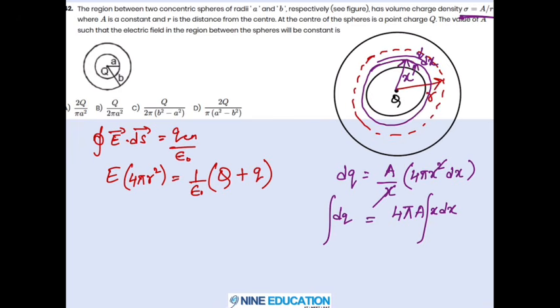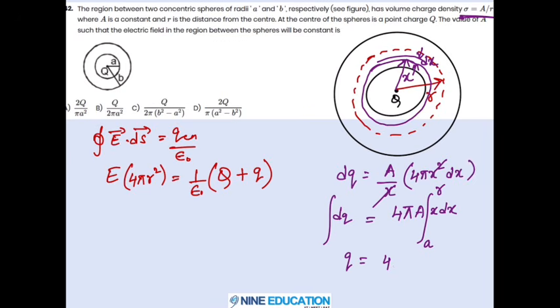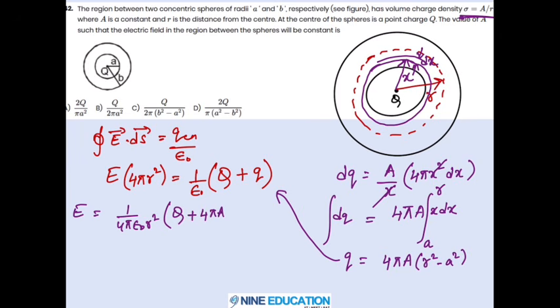So what are the limits that you need to put? Inner radius, that is A, and radius of the Gaussian surface, which is R. So this will become q is equal to 4 pi A into R square minus A square. Putting this value into this equation, you will get E is equal to 1 by 4 pi epsilon naught R square into Q plus 4 pi A into R square minus A square. Got it?